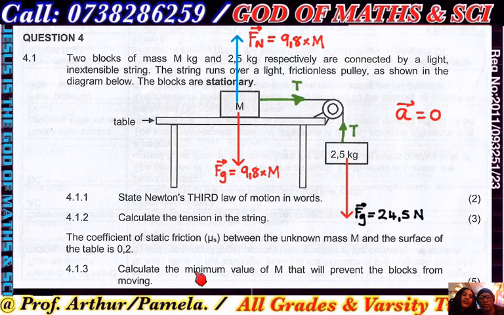They say calculate the minimum value of M, or the value of M that will prevent the blocks from moving. If the blocks were to move, because on the big M no one is pulling to the left, nothing will go to the left or upwards. The one that's pulling is this one here. It's pulling downwards. If they were to move, this one will go downwards, and then this one will go to the other side.